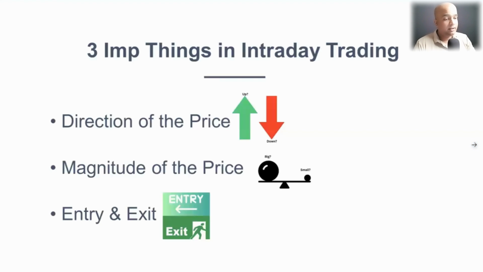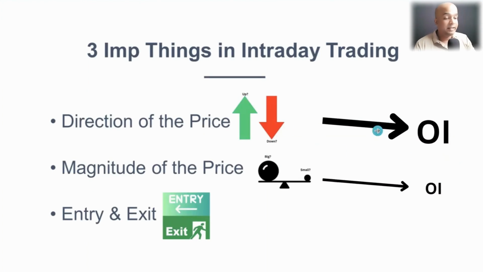Again, as I said in many webinars, three things are important in intraday trading. Before taking a trade, we should know the direction, we should know the magnitude, and we have to define entry and exit. These three things are very important. So OI immediately shows the direction, which way the price will go. Immediately it will give that information.